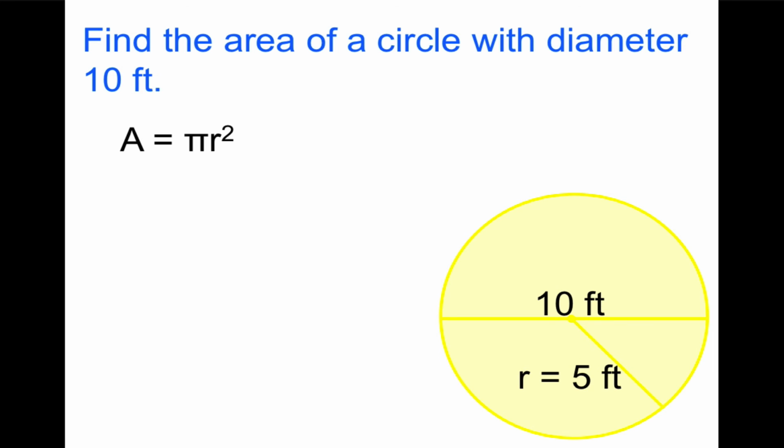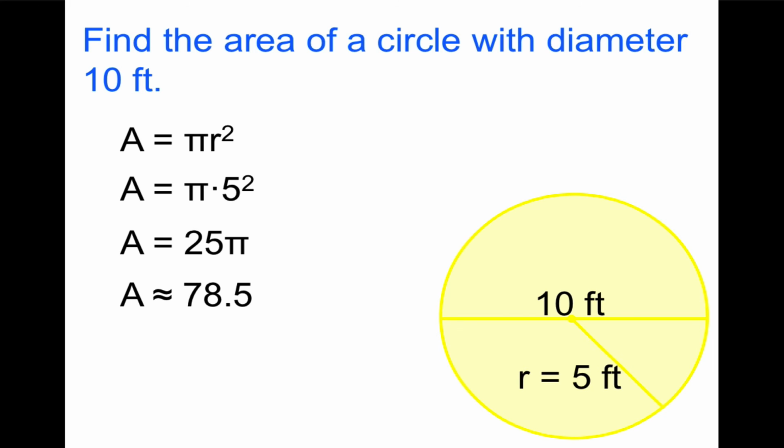We'll have A equals pi times 5 to the second power. 5 to the second power, 5 times 5 is 25. So we have area equals 25 pi. Again, if you're told to find the exact answer, this is what you would write. The area is equal to 25 pi. Now to find the approximate answer, we're going to do 25 times 3.14. And 25 times 3.14, it's about 78.5 square feet.